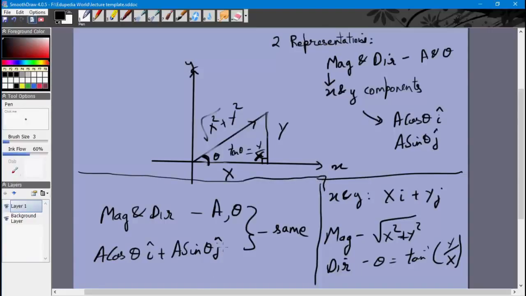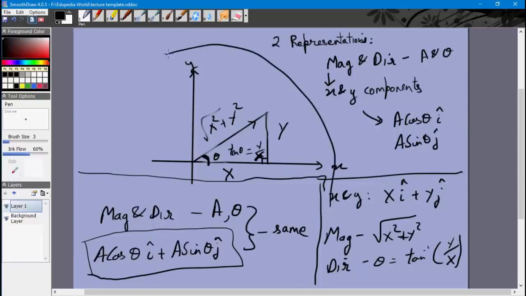Given a vector with magnitude a and angle theta with the x-axis, it can be represented as a cos theta I hat plus a sin theta j hat. Given a vector with the x and y components as x and y, meaning the vector can be written as x I hat and y j hat, the magnitude of the vector will be root x square plus y square and the angle made with the x-axis will be tan inverse of y by x.